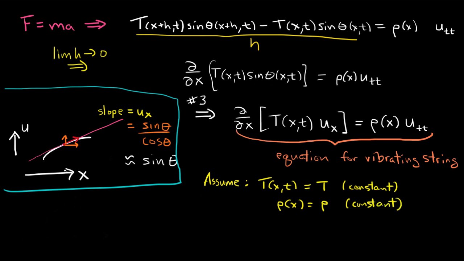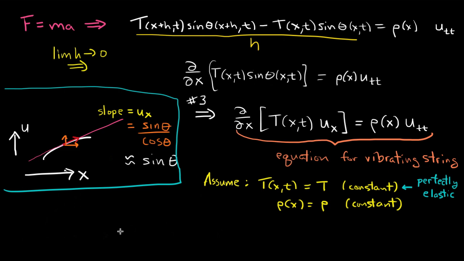Now this assumption that T is constant is often called the assumption that the string is perfectly elastic. Meaning, as you stretch it, its tension forces do not increase. So it has perfect elasticity. The assumption that rho is constant is just a uniform density. With these assumptions, the equation for a vibrating string becomes a very familiar equation, the wave equation.